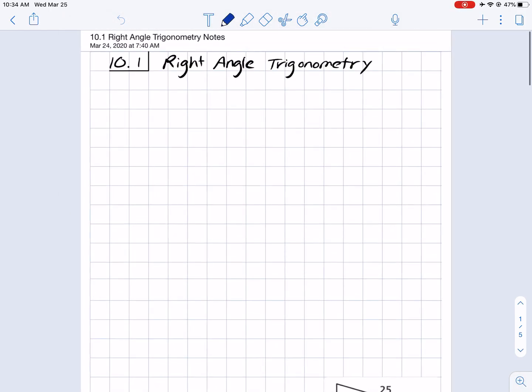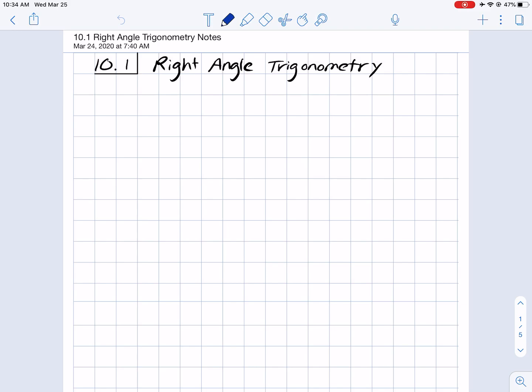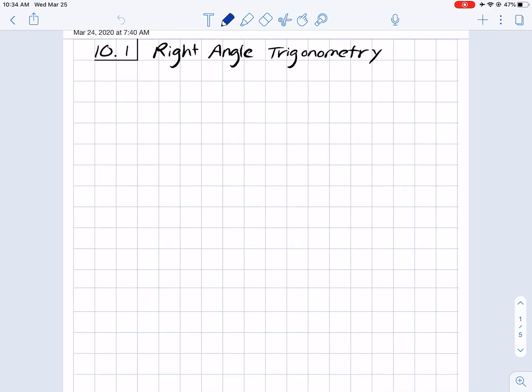All right, everyone, starting Unit 10 on trigonometry. Hopefully the warm-up went okay for you. Let's just start with our definition of what trigonometry is.